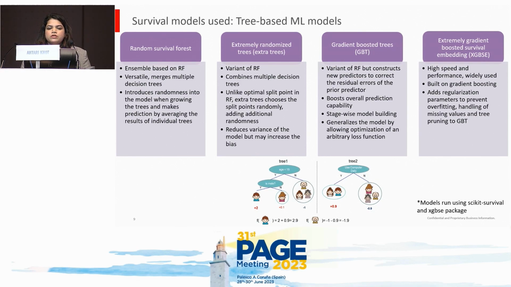Gradient boosted trees are an interesting one. Instead of independently making all the trees, it makes one tree and works on it first to make it better, to reduce the error, and then it goes on to other trees.